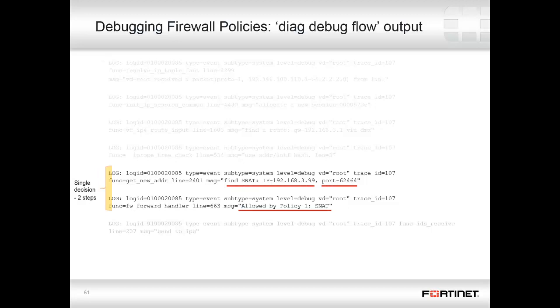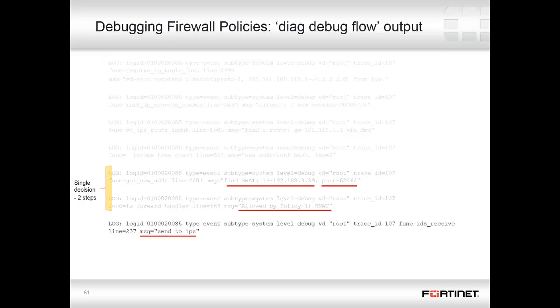Next, we can see the traffic is allowed by Firewall Policy ID 1 with source NAT enabled. The packet is source natted to 192.168.3.99 and the source port becomes 62,464. If this traffic was getting destination natted, the debug would specify DNAT.